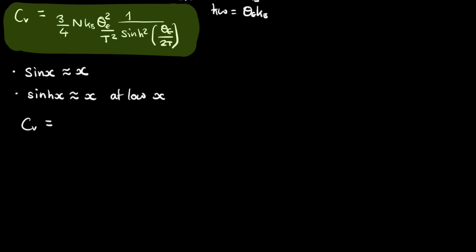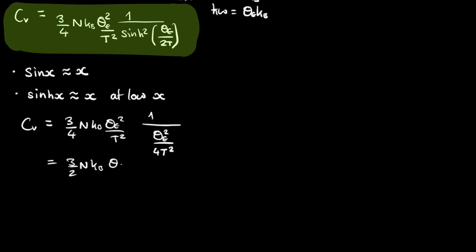So let's go ahead and write the heat capacity, 3 over 4 n k_B theta_E squared over T squared, and we're going to get 1 over this term squared right here using the approximation. So we're going to get 1 over theta_E squared divided by 4T squared. And just tidying that up, that's going to be 3 over 4 n k_B theta_E squared over T squared times 4T squared divided by theta_E squared.